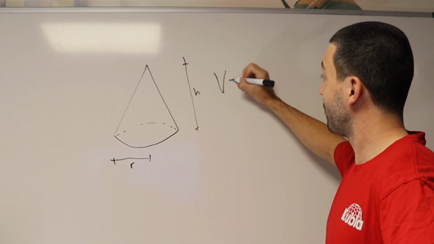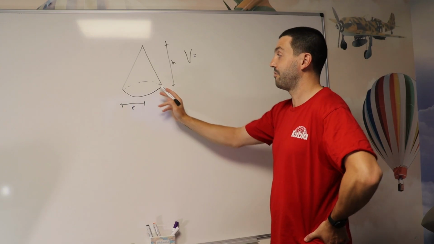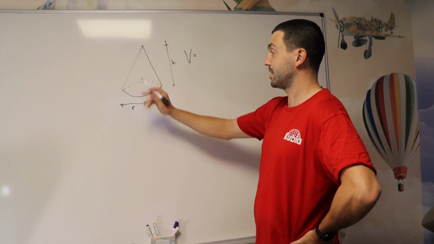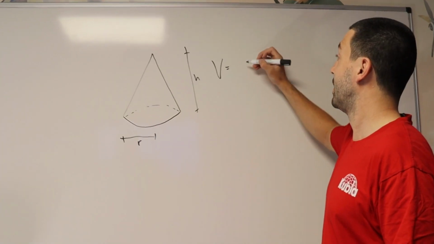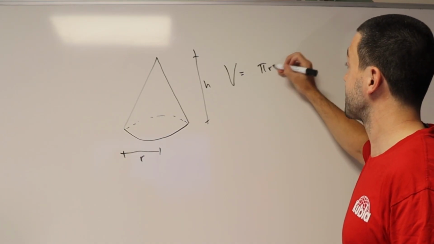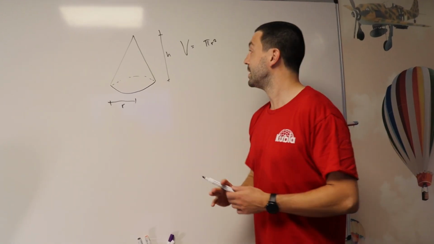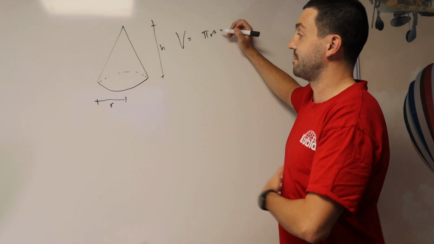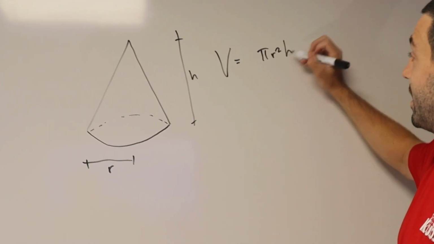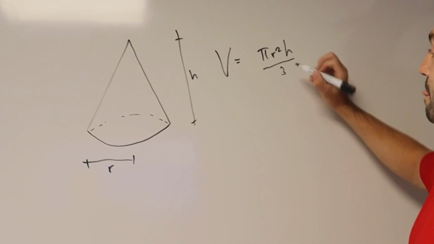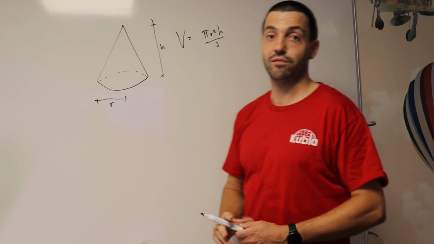The volume of our cone can be calculated from its base circle, so the circle at the base of the cone, which is pi r squared, as we all know from school. And then to calculate this as a cone, we then times it by height and divide by 3. So this gets you your cone volume.